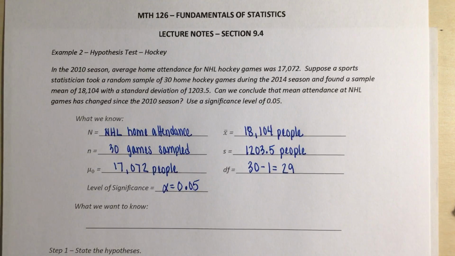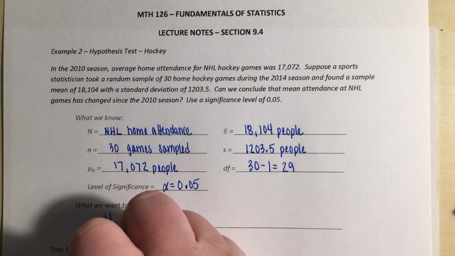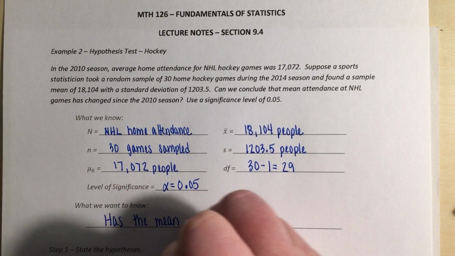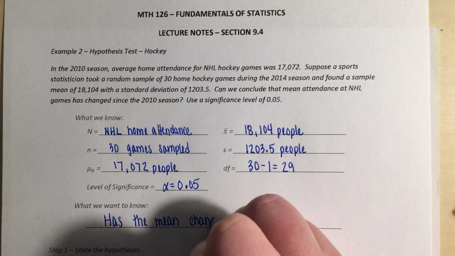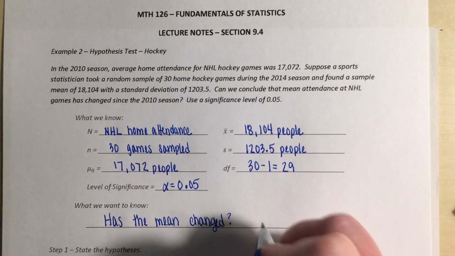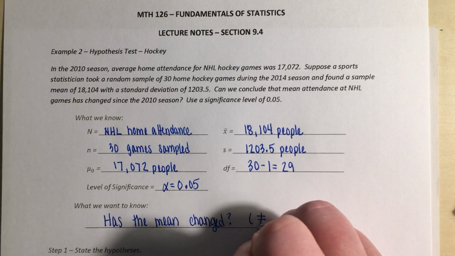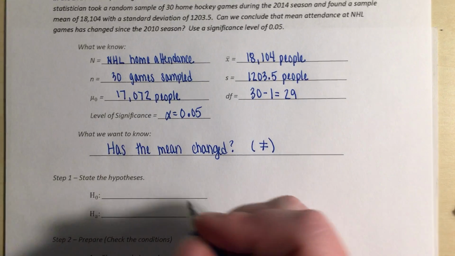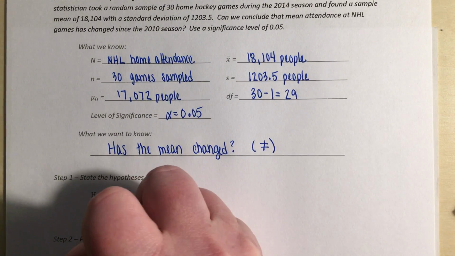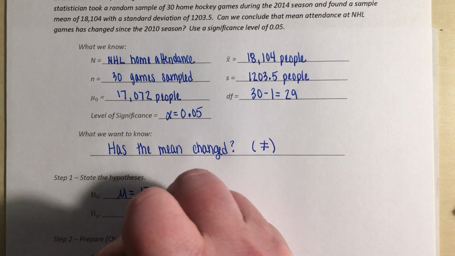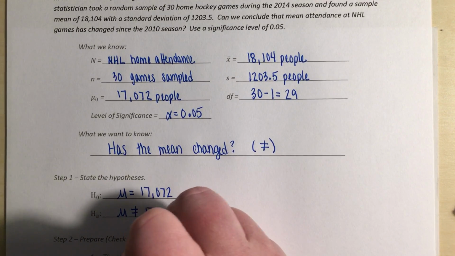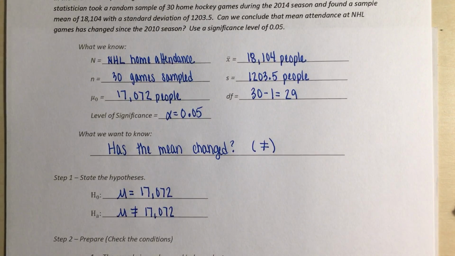Right. What we want to know, has it changed? So has the mean changed? Changed, we're thinking as a not equal to symbol. All right, so our hypotheses. Again, remember we're using mu and our mu-naught. Mu equals 17,072. Mu is not equal to 17,072.